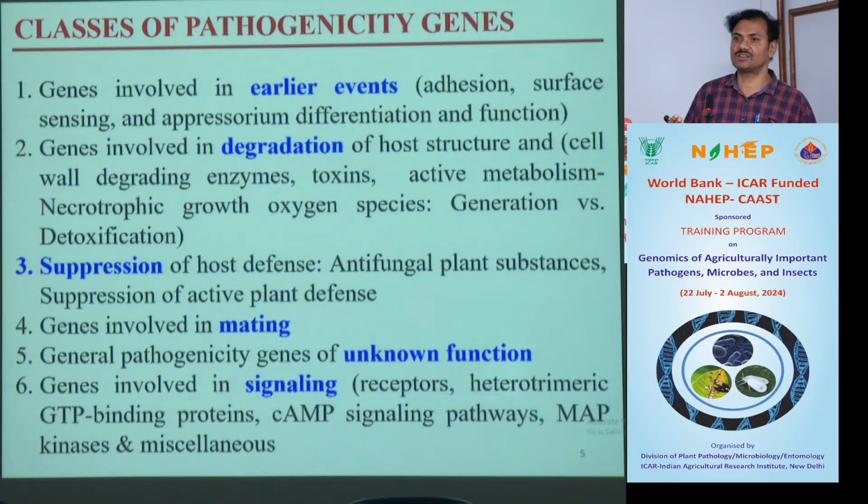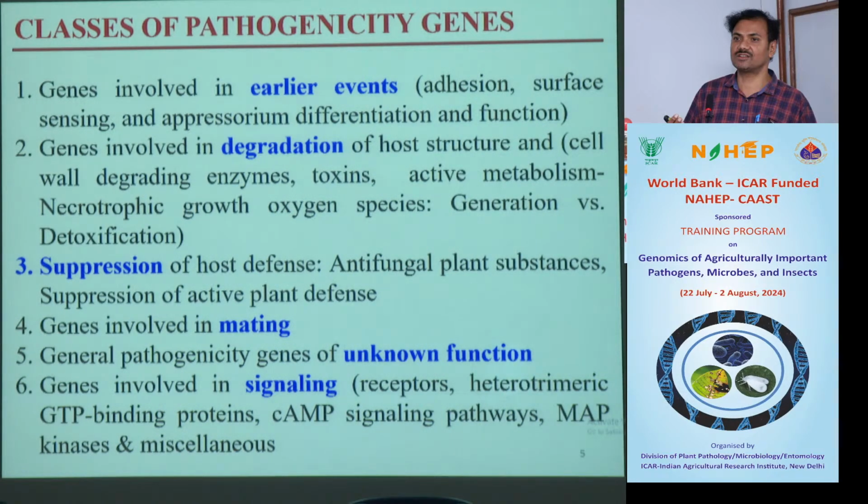So for these earlier events, several genes are involved, so we can group them as earlier event genes. And then the other one is to breach the barrier, to break the barrier and gain entry into it. That is the genes responsible for this. And the third one is the host will also try to react with some defense mechanism, like PTI I told you, that has to be overcome. So suppression mechanisms, the genes responsible for that.